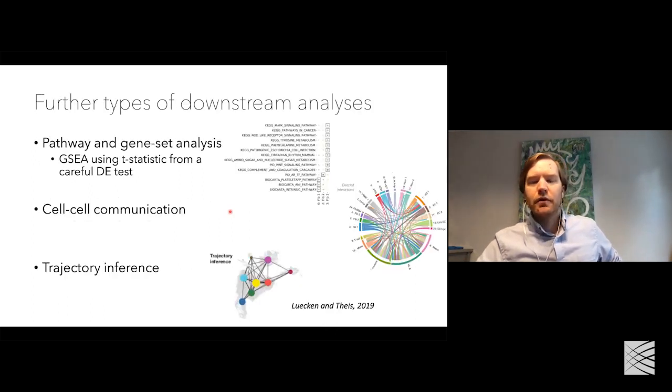There are many further types of downstream analysis. We haven't even scratched the surface. You can look at gene sets that are different between different conditions, not just individual genes. You can look at cell-cell communication. You can look at differentiation trajectories of one cell type with time points transitioning into a different state. There are so many interesting things to look at. I would recommend for the downstream stuff, taking a look at this 2019 paper about best practices.